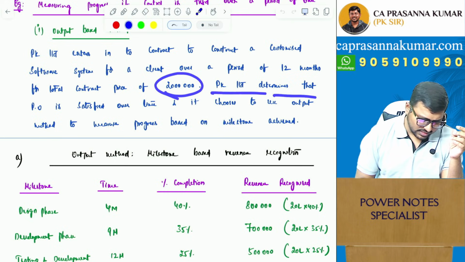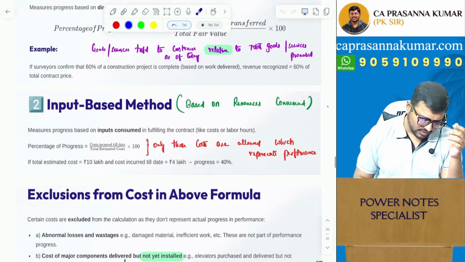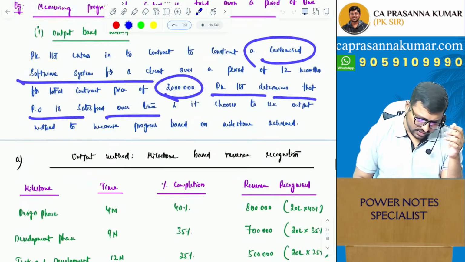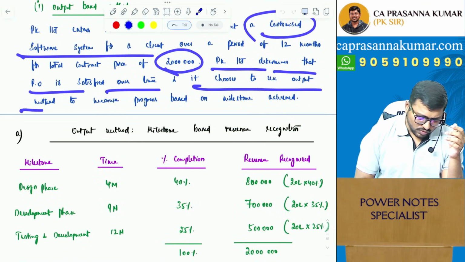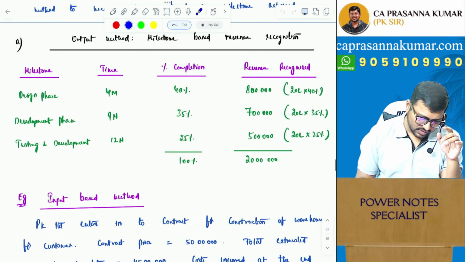PK Limited determines that the performance obligation is satisfied over time, obviously, because it is a customized software system. We know that it fits into the third category. And it chooses to use the output method to measure progress based on the milestones achieved. That output method, milestone completion, is given.